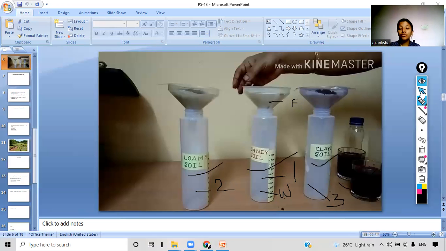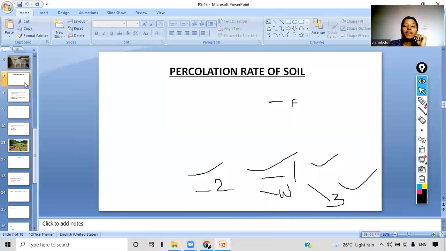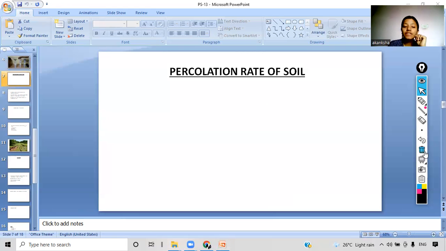So now do you know what we are going to study? Any guesses from your side? Yes, the different water holding capacities of the soil. Very good. So it has a particular scientific name. Let's see. What we are going to study is the percolation rate of soil, right? So what we are going to study? The percolation rate of soil. So let's see some more details.